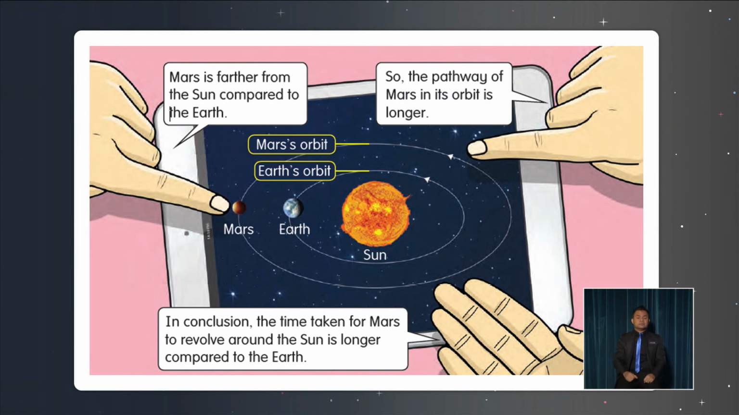We can understand that as the distance between a planet and the sun increases, the time taken for the planet to make one complete revolution around the sun also increases.